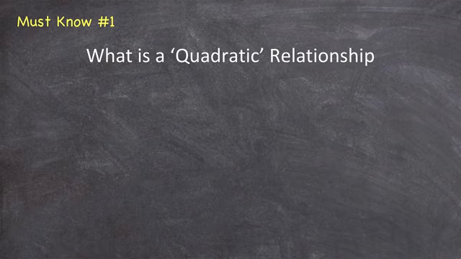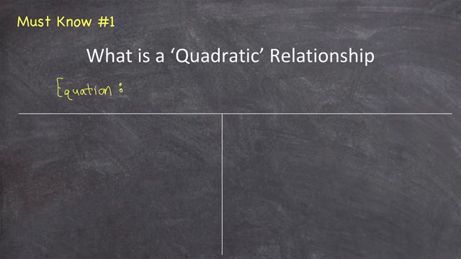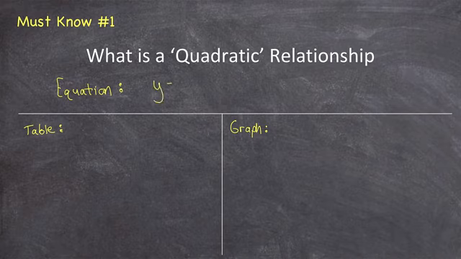Let me show you how you can recognize a quadratic relationship from the 3 ways any relationship can be represented: from an equation, from a table, and from a graph. An example of an equation that involves a quadratic relationship between an x and a y variable is y equals x squared minus 6x plus 8.